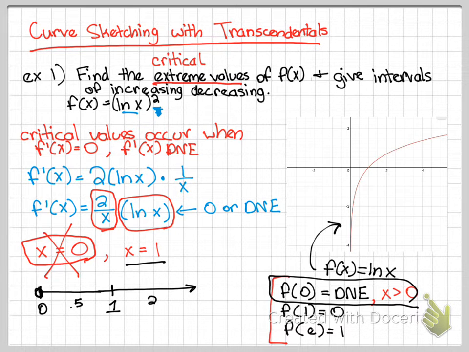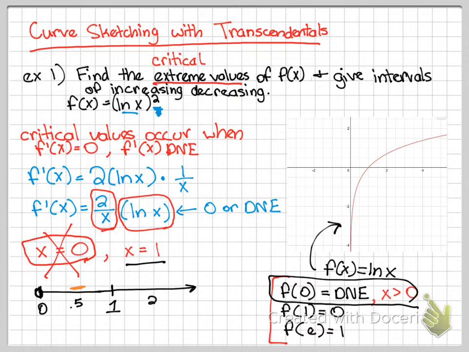The natural log of 0.5 is a negative number. I can do that by plugging that into my calculator or having the knowledge that the natural log of 1 is 0. So if it's less than 1, it's going to be negative. So I can see here that my derivative is negative on the left side of 1.